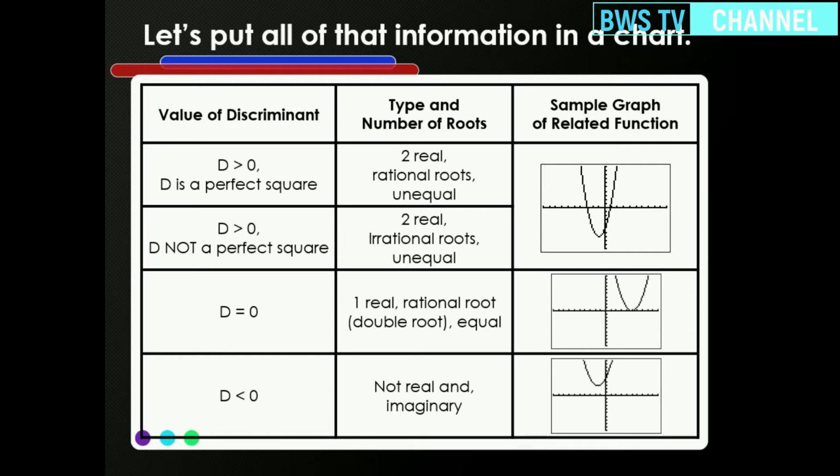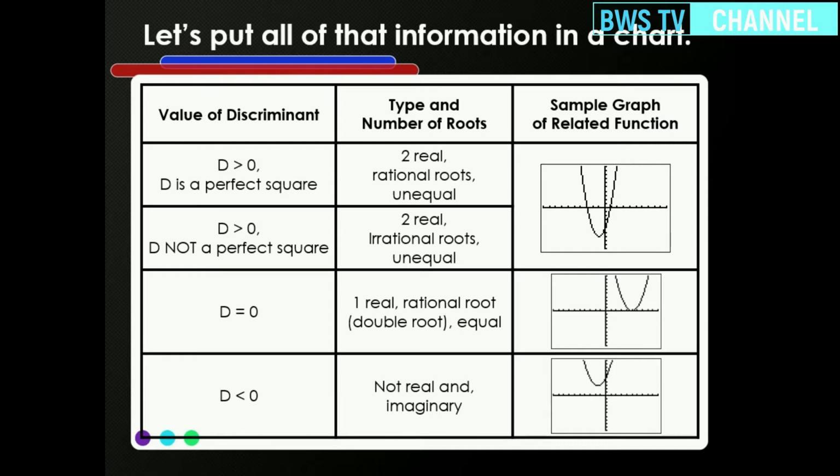What if you have greater than 0, but the number is not a perfect square? Your description will be two real, irrational, unequal. So you see the difference between the two? Perfect square and not perfect square. In the description for perfect square, it is rational. For the description for not a perfect square, it is irrational.